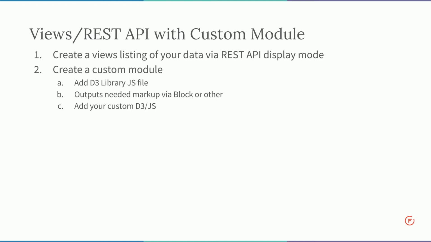So with Views, the overall structure of what we're going to do is create a view, which is basically just going to be a listing of our data. We're going to use the REST API. For this specific demonstration, you could easily replace this with one of the ones that exports raw JSON, and that would work just fine.